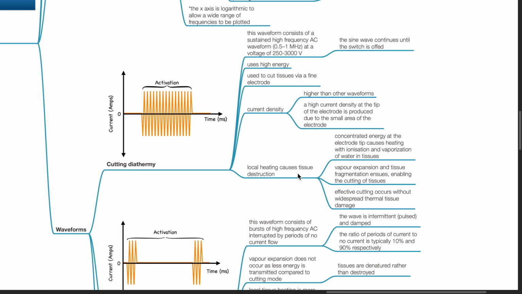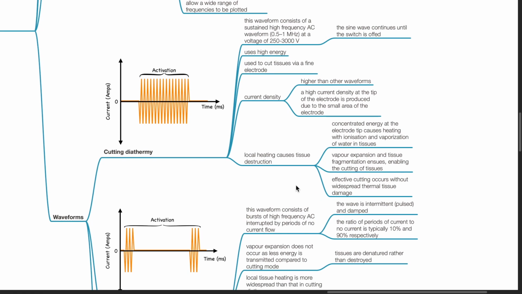Local heating causes tissue destruction. Concentrated energy at the electrode tip causes heating with ionization and vaporization of water in tissues. Vapor expansion and tissue fragmentation ensues, enabling cutting of tissues. Effective cutting occurs without widespread thermal tissue damage.